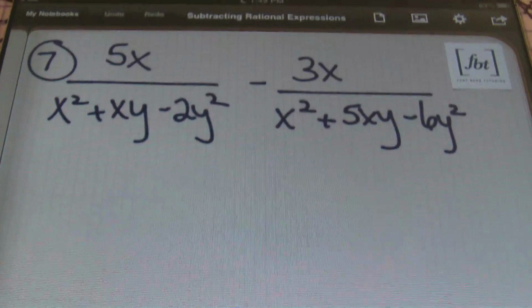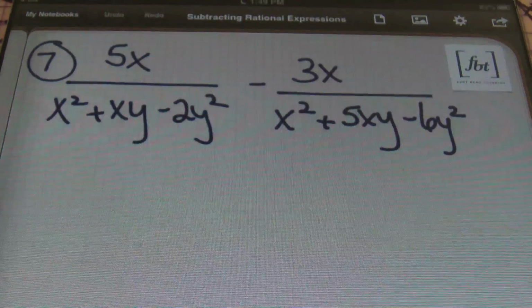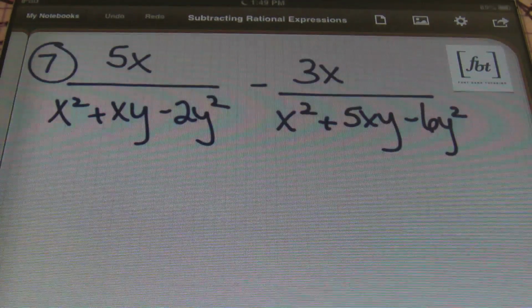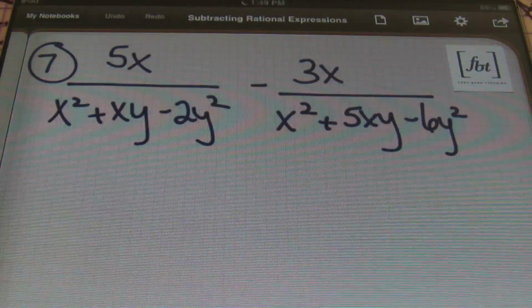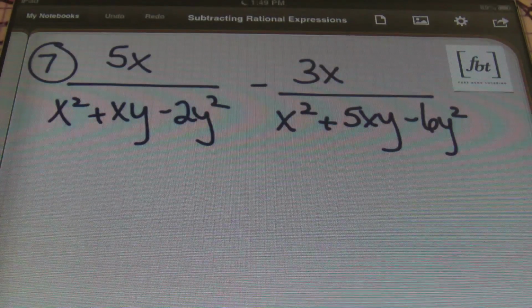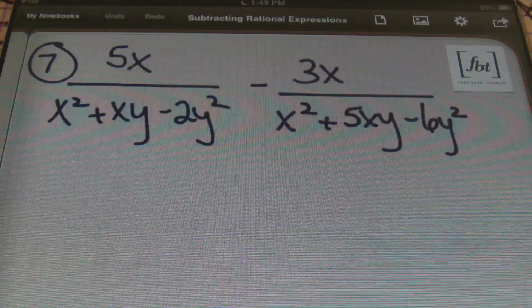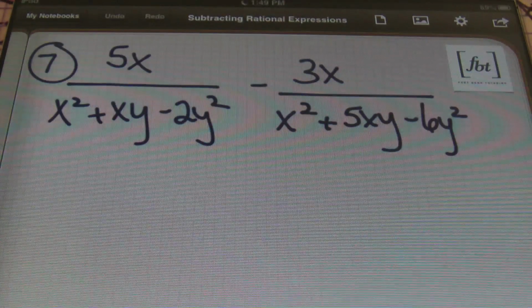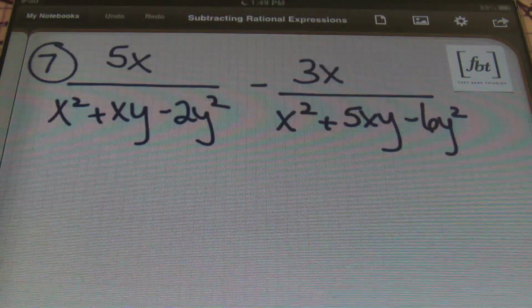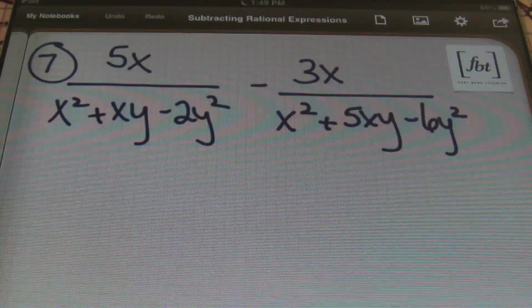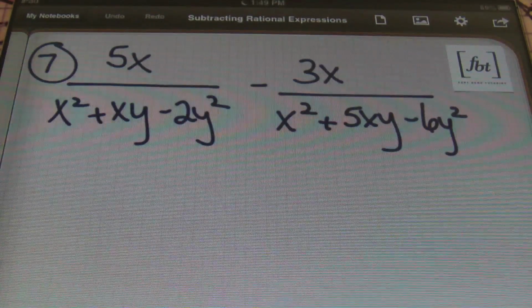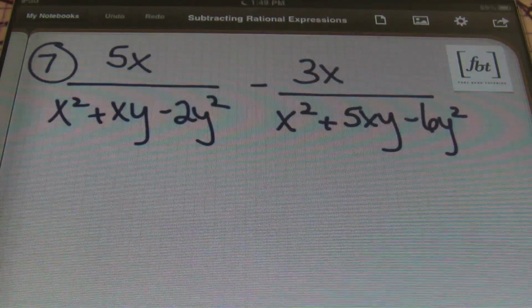In our next problem, we have problem number 7, 5x over x squared plus xy minus 2y squared minus 3x over x squared plus 5xy minus 6y squared. Notice that in our denominators here, we actually have two variables in our trinomials. So you still want to notice, 1, that you don't have the same denominator, and 2, you'll need to factor so that we can come up with our lowest common denominator. So let's do just that.